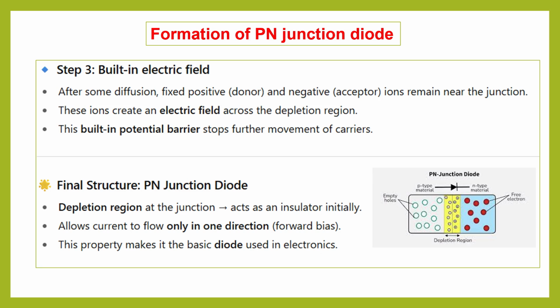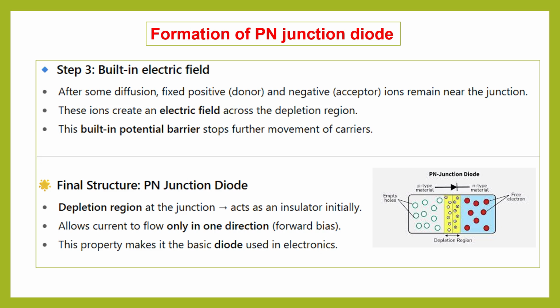So we take P and N type material and join them. Once joined, the majority charge carriers move to the opposite side, and at the interface they combine with opposite charges and form a neutral region. This neutral region is what we call the depletion region. It gives rise to an electric field, which we call the potential barrier. Once this potential barrier comes into the picture, the diffusion stops.